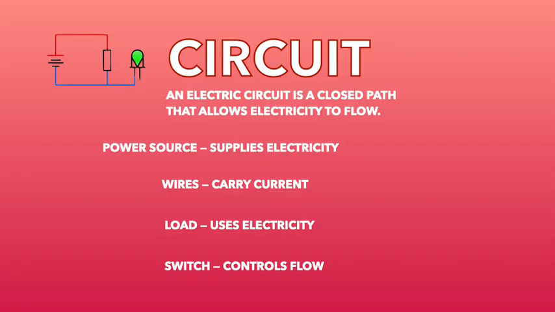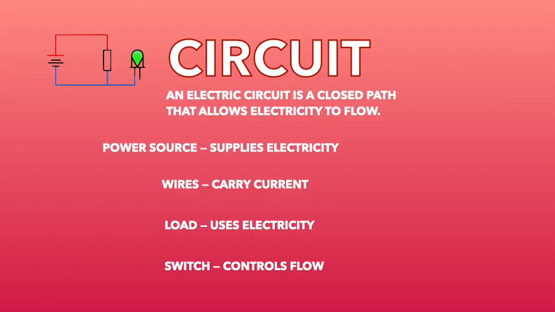A power source is what provides the energy that pushes electricity through the circuit. This could be a battery or a wall outlet. It creates the electrical pressure needed to make current flow. Wires are the pathways that carry the electric current through the circuit. They connect all the parts together and guide the electricity from the power source to the other components and back again.